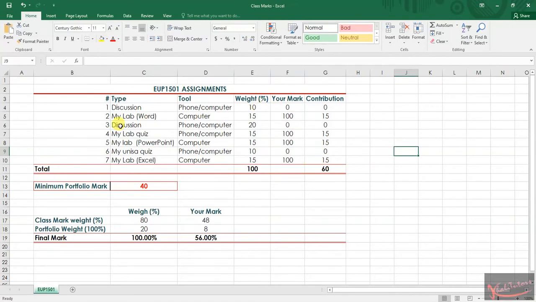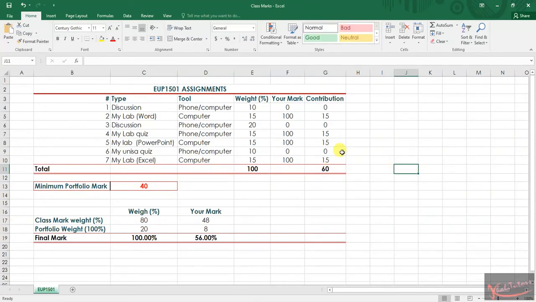Let's say this student here. This is a typical example, guys. So this student only did MyLab assignments. They had a class mark of 60, which is what you get by, let's say you got 0 for assignment 1, which contributes 0 towards your class mark. You got 15 for this one, which is 15, and so on. So that simply means that your average, or your class mark, is 60. That is, you've got 60%.